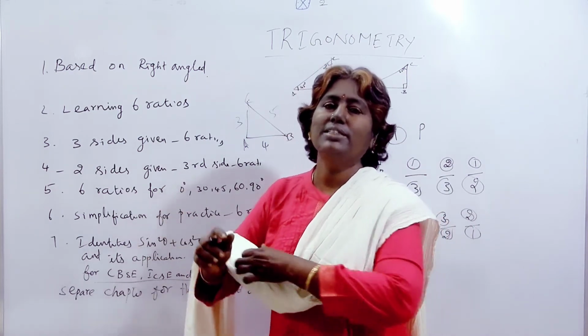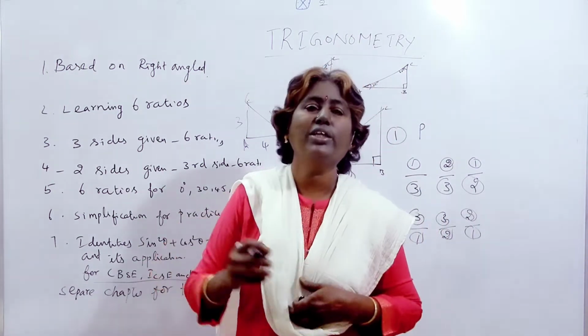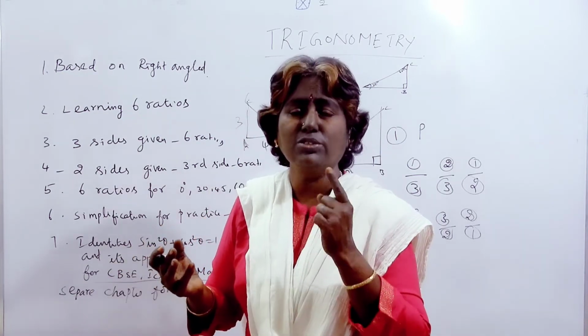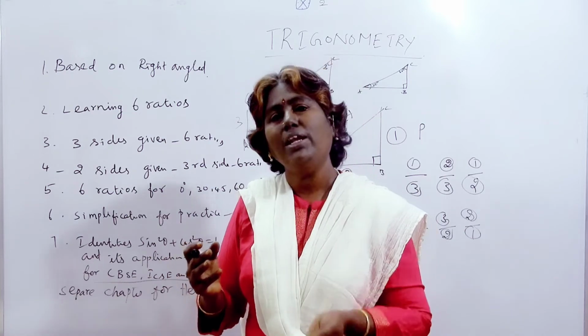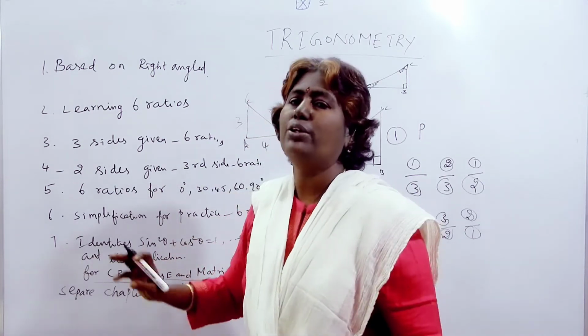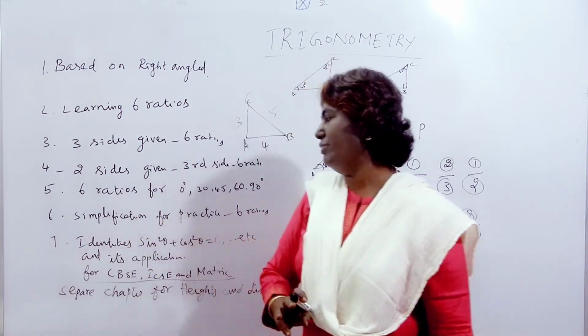What are identities? Suppose sine square 30 degree plus cos square 30 degree. When you add it, it will become 1 only. So this is called an identity. So they will ask you to apply the identities in the sums and problems under the 7th concept.